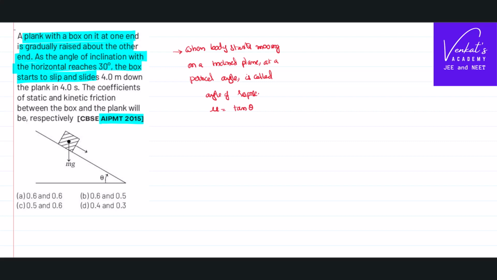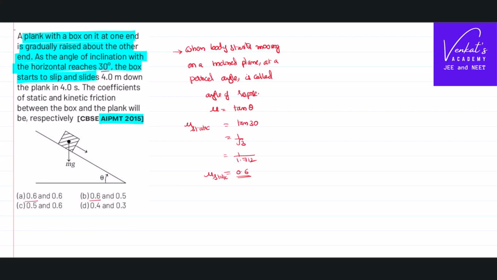So how much is mu static? Because there it has just started moving, mu static is tan of the angle, 60, sorry, 30. He has given it as 30. Tan 30 is 1 by root 3, that's 1 by 1.732. Then if you calculate that value, you will get approximately 0.6. So you got mu static.